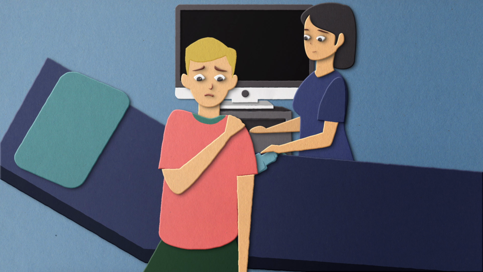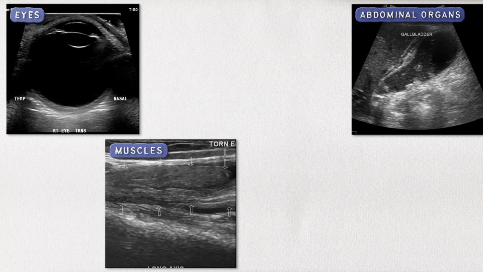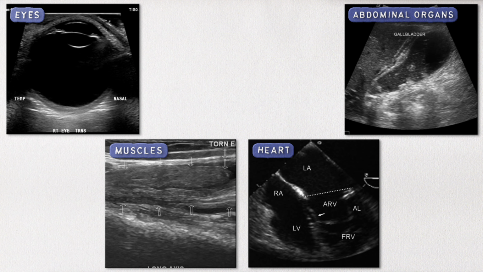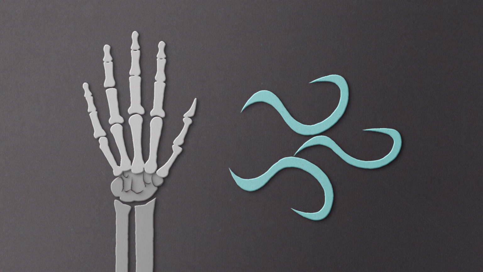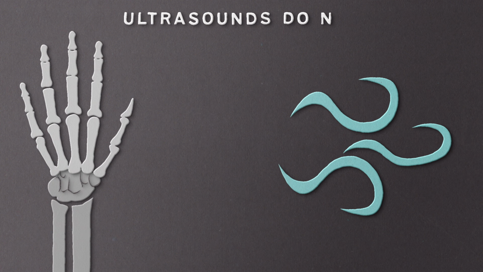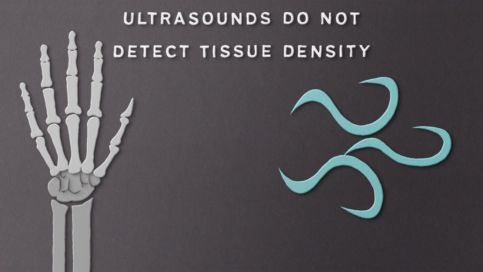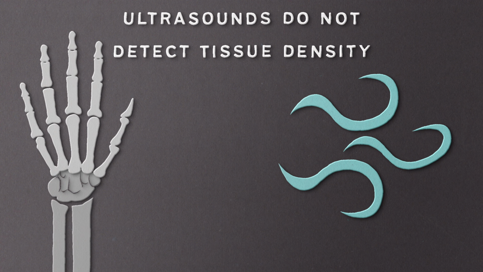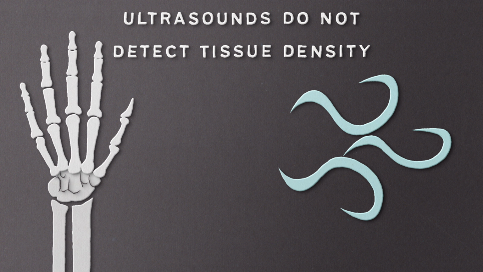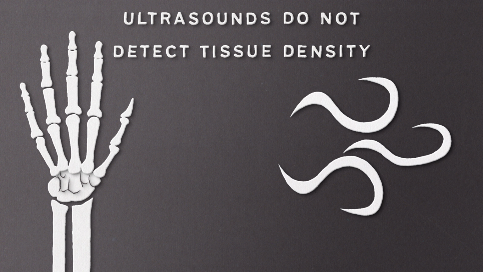Ultrasounds can indeed be used for a range of imaging needs. For example, in orthopedics to investigate rotator cuff injuries. Doctors also commonly use ultrasounds to image the eyes, muscles, abdominal organs, or heart. Ultrasounds do have their limitations though, since they do not detect tissue density, structures that readily reflect echoes but have very different densities, such as bone and air, may both appear white on the ultrasound.